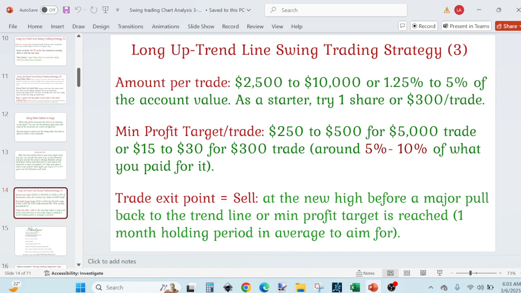And just start small. With the long uptrend swing trading strategy, you can even start with one share, $300 per trade, or $100 per trade for stocks that cost less than $100 a share, as long as it's enough to open a brokerage account or a Roth IRA with a brokerage firm. That's enough to buy one share of a stock on your watch list. You are good to go. Just start small. Aim from the new high.